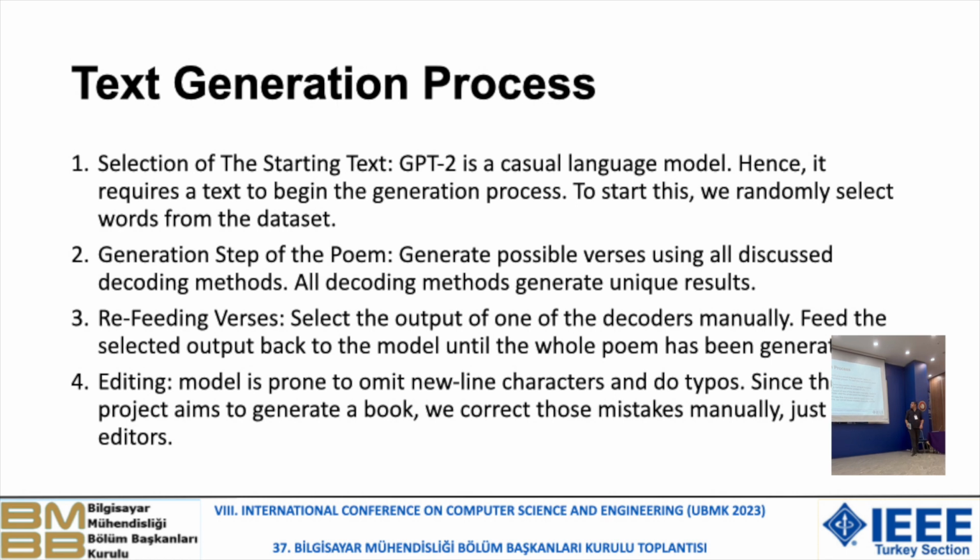Okay, so the text generation process is just like a summary. GPT-2 is a causal language model, I mentioned it, so it is good for generating language, but it requires a text to begin with. Like I mentioned in the graph, we randomly select a word from the dataset. Then you go to the generation process, generating possible verses using all discussed decoding methods, the 4 that I mentioned. All of them generate unique results. After we select one of them, we refeed the verse into the model again, and it generates another verse for us.